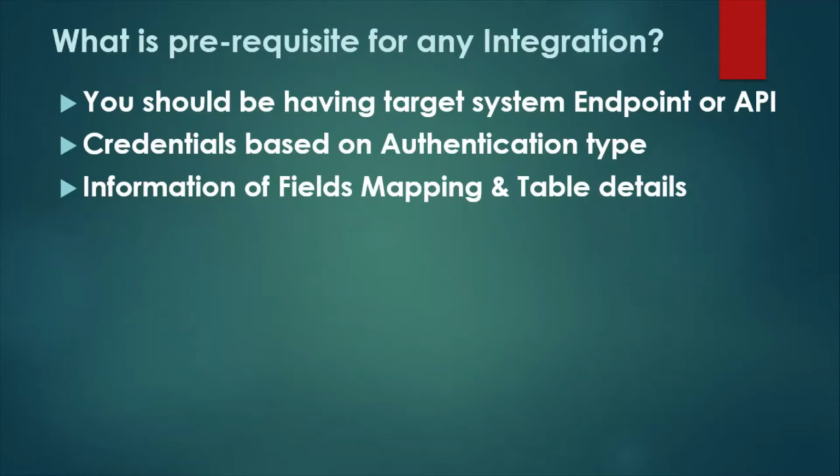Based on the authentication, you need credentials of the target system, and you need information of fields and table mapping details. If you are creating an incident in the source system, it has to go to the target system as well. So you need all the table details as well as field details to map the fields in the target system. These are the basic prerequisites for any integration, and it depends on the use case. According to the use case you are considering for integration, you need the prerequisites.